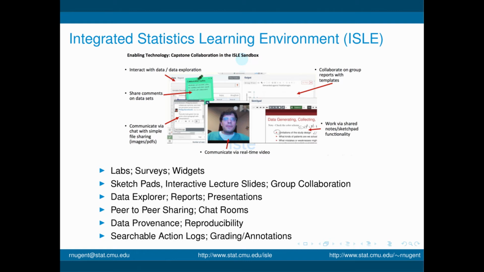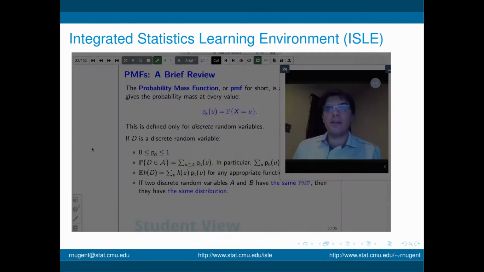We're tackling this problem through the Integrated Statistics Learning Environment, or ILE. This browser-based platform supports labs, widgets, sketchpads, interactive lectures, data explorers, presentations, chat rooms, reproducibility, action logs, and more, all while tracking what's happening.